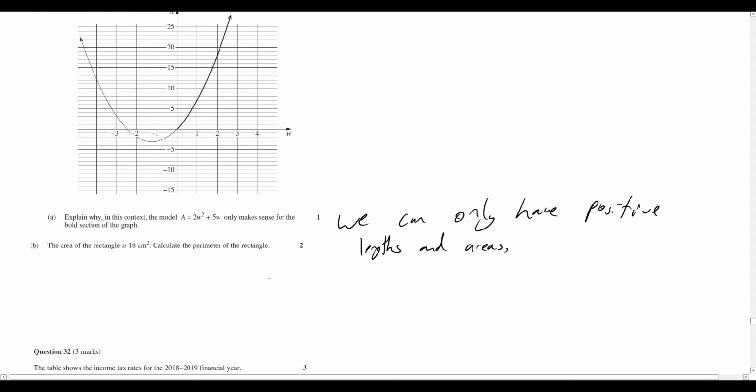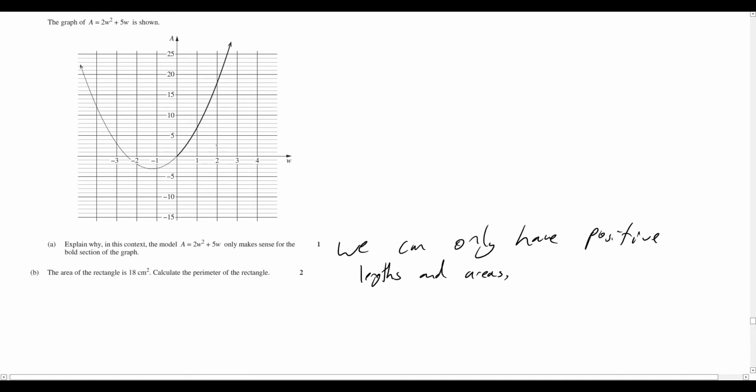Okay, for part B now. So we have that the area of the rectangle is 18 centimeters squared, and now it's asking us to calculate the perimeter of the rectangle. So we can use our graph here, so we know that when it's 18, well, that occurs around here. So we go across, and that's when W equals 2. So we know that if the area is 18, then the width is going to be equal to 2.